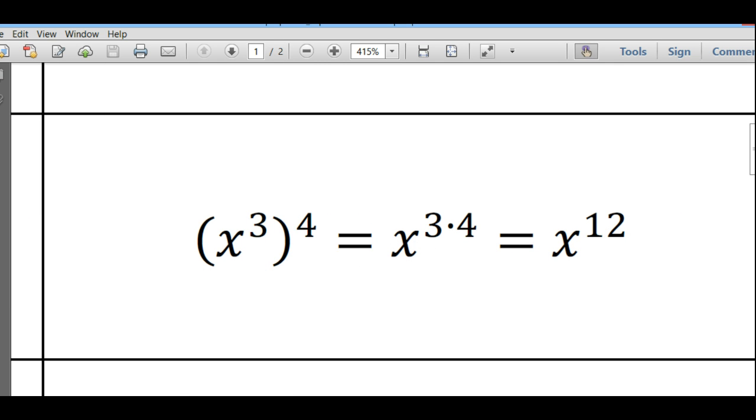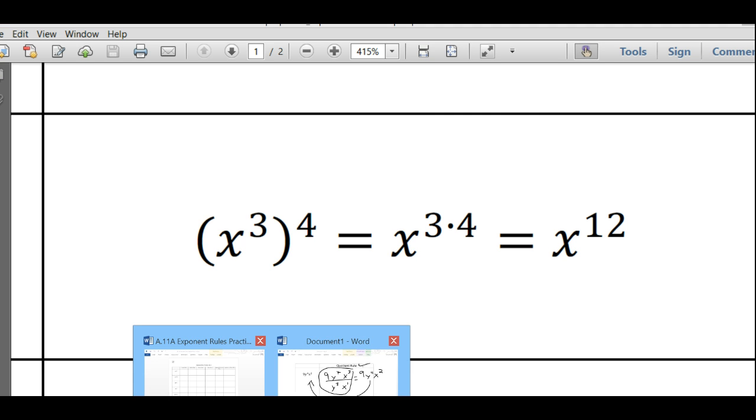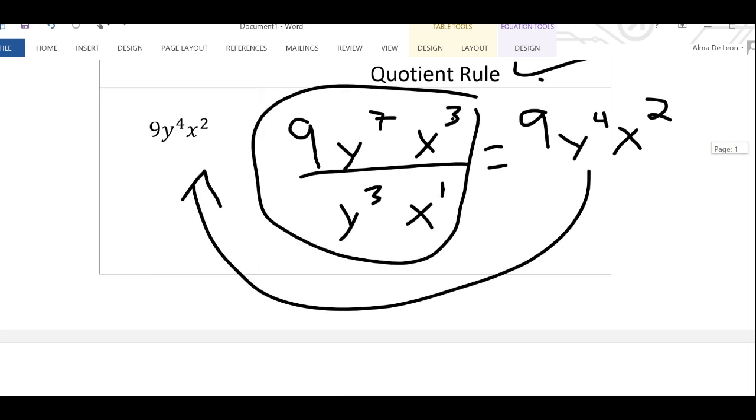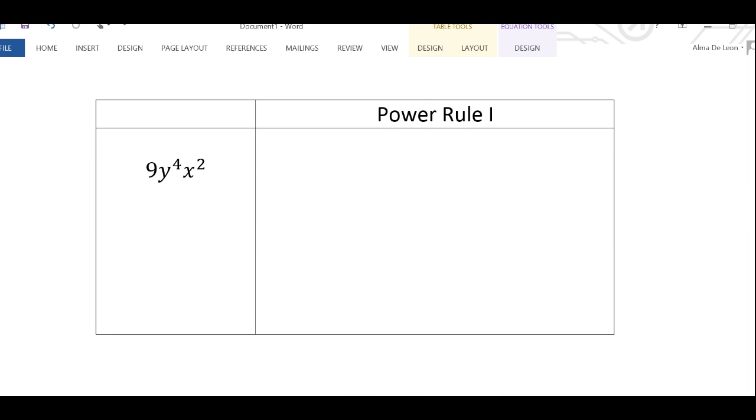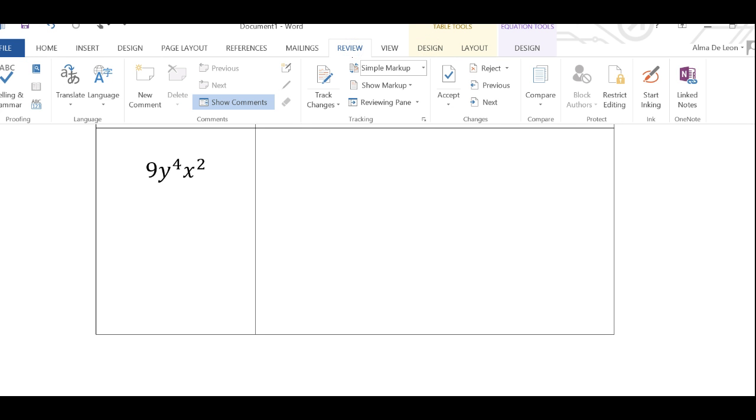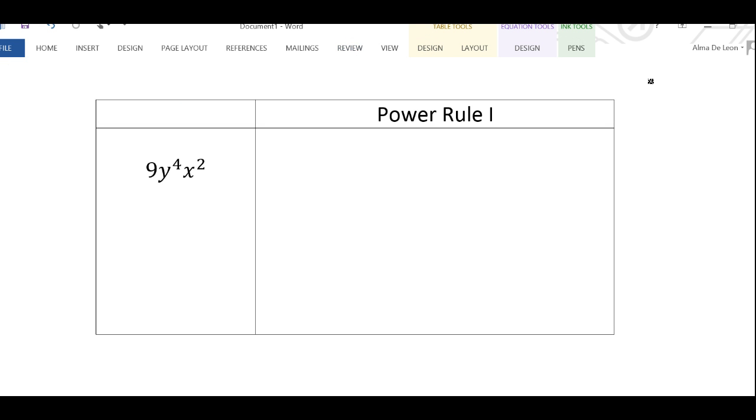And so we want to use the same rule to come up with the problem that will result in our solution. So now we're going to do power rule number 1. I'm going to use the power rule on just the x's. Again, there are different combinations of problems. You don't have to use what I'm using. I'm just using this as an example. I'm going to keep the 9 and the y to the 4th.